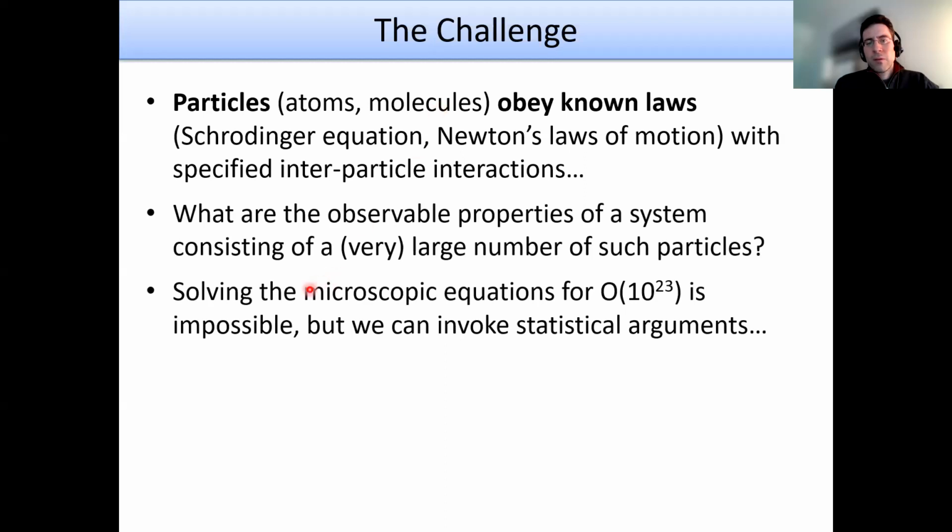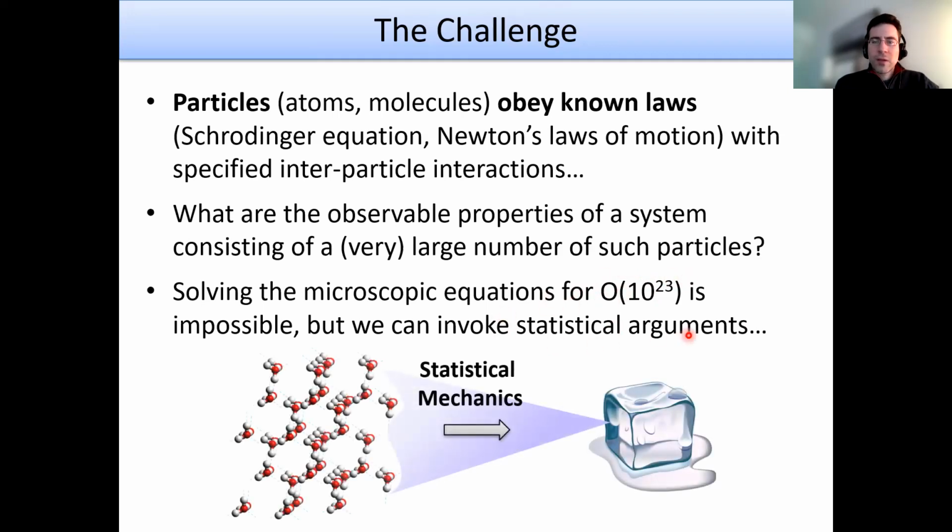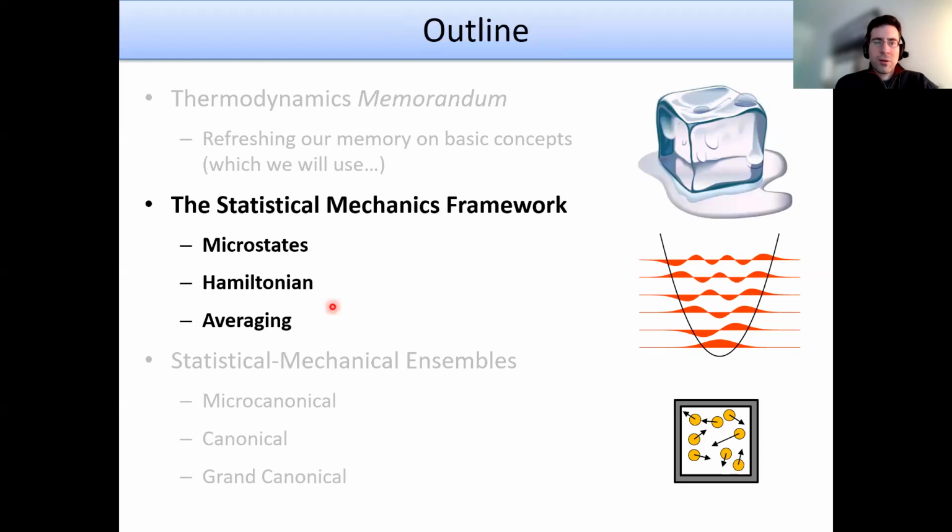The problem is that if you have 1 mole of water, you have 10 to the 23 molecules of water in there. So you have a huge number of particles. Imagine how many atoms and electrons you have in that system. To solve the microscopic equations of motion, like the Schrödinger equation or Newton's laws, is impossible. Even with the strongest supercomputers nowadays, you cannot do molecular dynamics simulations with 10 to the 23 particles. But what we can do is invoke statistical arguments to go from the micro to the macroscopic world. And this is what we're going to talk about now.